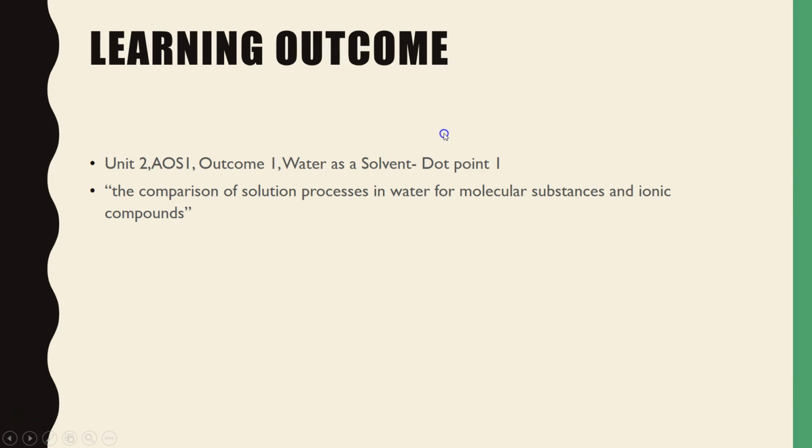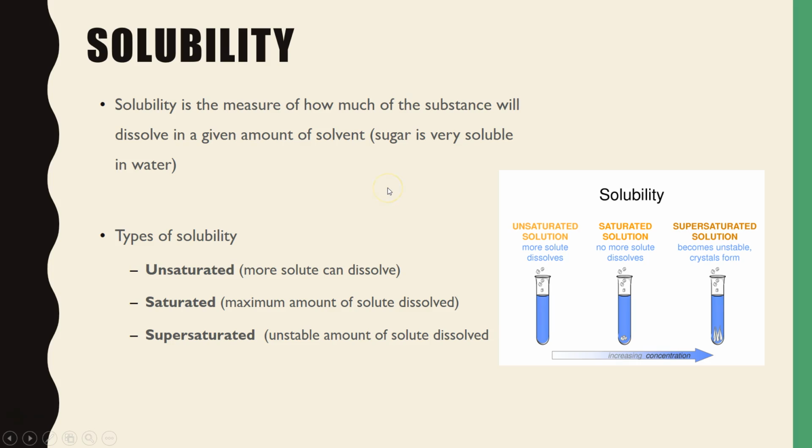On solubility. In this lesson, we're going to be looking at the comparison of solution processes in water of molecular substances and ionic compounds, just like before, but in more detail. So specifically, solubility. Solubility is the measure of how much of a substance, usually a solute, so usually a solid, will dissolve in a given amount of solvent. For example, sugar is your solute and it's very soluble in water, which is your solvent.